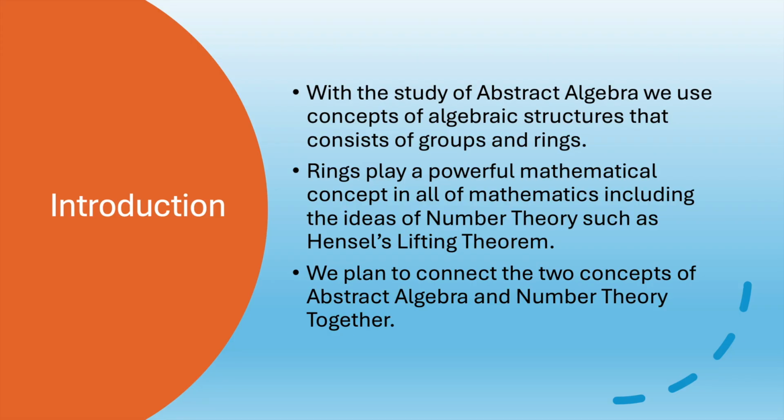The introduction I want to start with is that the study of abstract algebra uses algebraic structures that have rings and groups in them. Rings are actually very useful in different mathematical concepts, including in number theory. So that's where I got my idea to use it for Hensel's lifting theorem, which was my number theory project, and found that both of these could work together. So basically our goal would be connecting the two concepts from abstract algebra and number theory together and see what we find out from it.